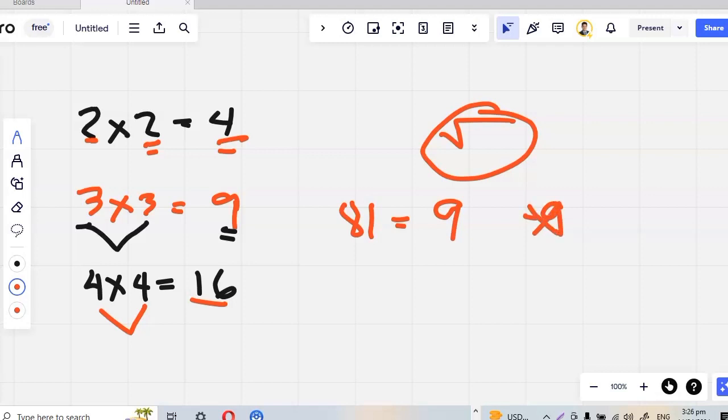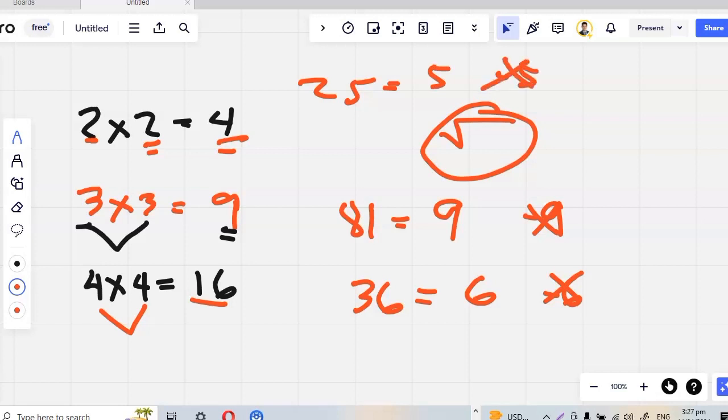If I have here 36, the principal square root is positive 6. It's always positive, so not negative 6. How about 25? The principal square root of 25 is positive 5, not negative 5.